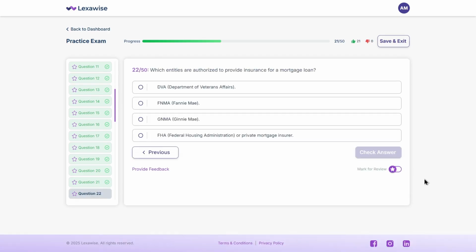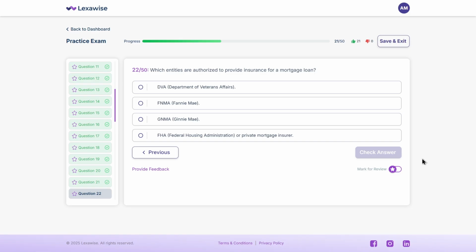Which entities are authorized to provide insurance for a mortgage loan? A. DVA, Department of Veterans Affairs. B. FNMA, Fannie Mae. C. GNMA, Ginnie Mae. D. FHA, Federal Housing Administration, or private mortgage insurer. Think this through carefully.